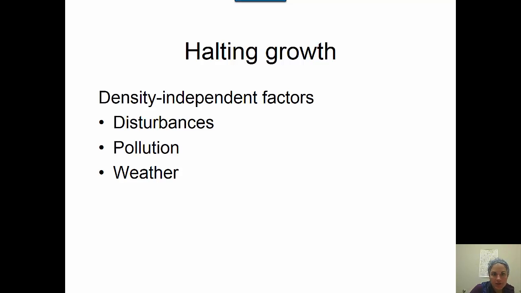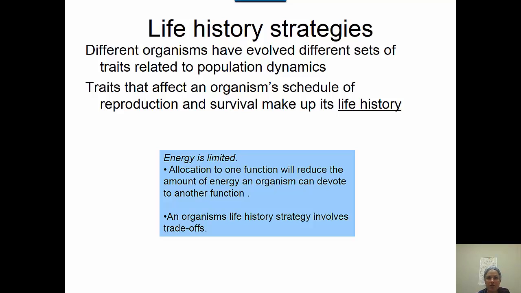There may be factors affecting the growth rate of a population that have nothing to do with the density of individuals. Ecologists refer to these as density independent factors. These are things that are going to decrease the number of individuals in a population regardless of how many are present. This could be things like disturbances or pollution or unusual weather patterns. Other factors that are intrinsic to the organism, called life history strategies, can also have a big impact on population dynamics.